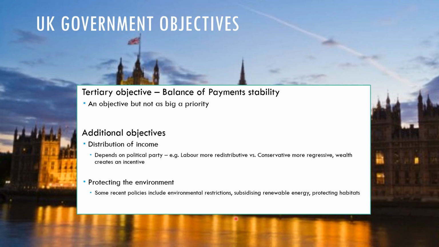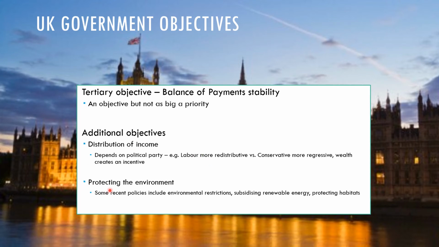The Conservative government might argue that an unequal distribution of income serves as an incentive for people to work hard, and if they do work hard and are successful, to benefit from increased wealth. So they would argue that distribution of income is maybe not that important, whereas a more left-wing viewpoint, which the Labour Party might have, is that this is a more important objective and there should be a more even distribution of wealth across the economy.